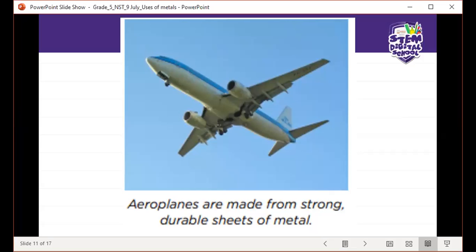So HP's iPad says it's something that lasts. And Neo says it is able to withstand wear, pressure, damage, or hard wearing. All right, so thank you very much, guys. And indeed, those are correct answers. Thank you, HP's iPad, as well as Neo, for those beautiful answers. So airplanes are made from strong, durable sheets of metal. So they are long lasting.